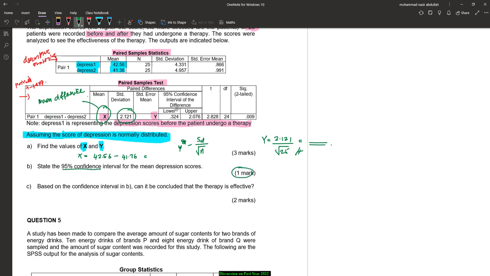State 95% confidence interval for the mean depression. So 95% confidence interval dia dah bagi kat sini. Right. So this is 95% confidence interval. You need to know how to read this one. So this is from 0.324 until 2.076. So this is significant lah, because it does not include zero dalam interval.